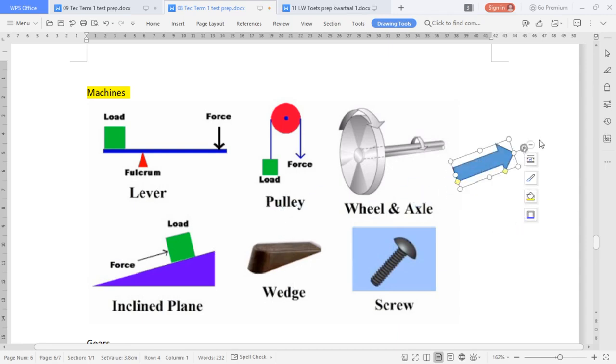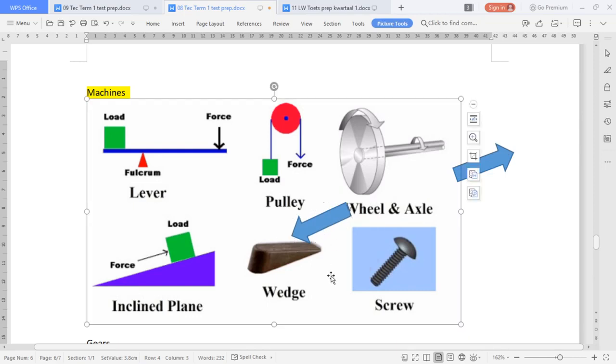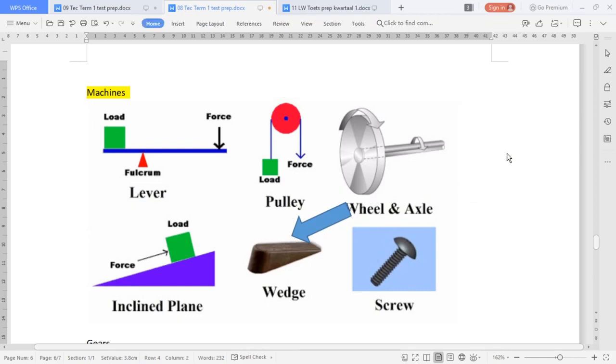This wedge looks very similar to an inclined plane. Just try and move this arrow. Doesn't want to. So this is inclined on this side, but the thing with a wedge is we're not moving the load up here. A wedge is something that we move in order to make work easier. The inclined plane is something stationary, like a hill. But a wedge is something that we move.